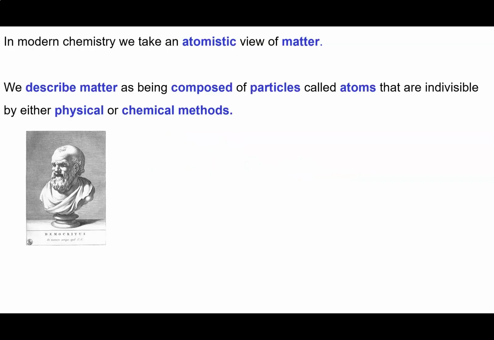So just to recap, in modern chemistry, we take an atomistic view of matter. We consider that matter is composed of little building blocks called atoms. And these building blocks are indivisible by either physical or chemical methods. And what happens in chemical processes is we combine these different atom types in different ratios and in different linkages, kind of like putting together the different building blocks that you might have if you've got a big old bucket of Legos building blocks. So that's really what's going on, right?